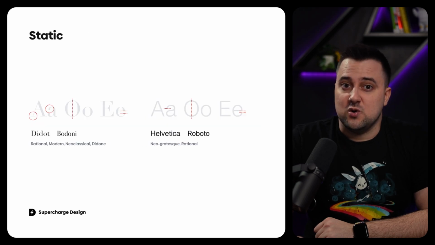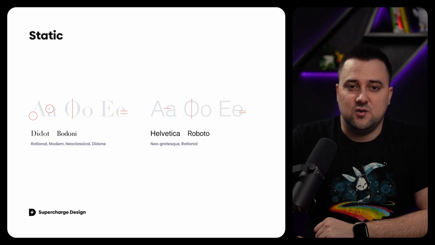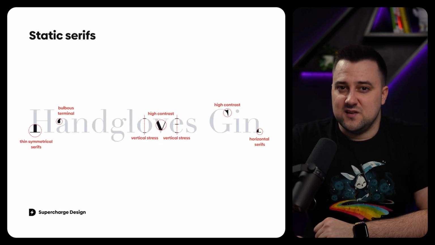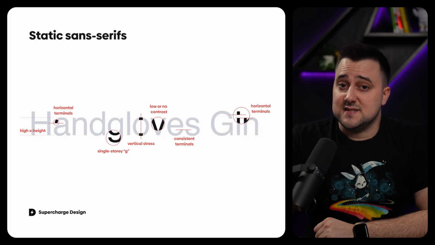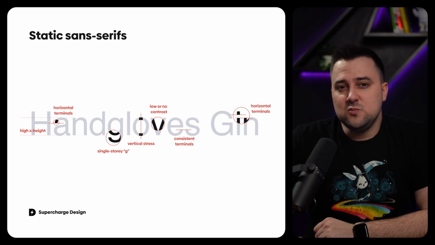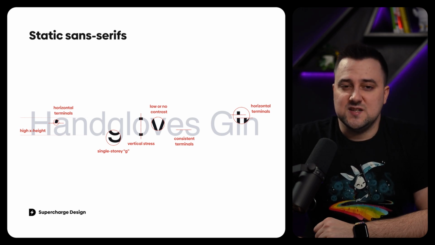Static, rational, or modern typefaces appear a lot more constructed. Stress is vertical. Serifs are more symmetrical and horizontal. Static serifs are often called Didone or neoclassical as well. When it comes to static serifs, the contrast between thick and thin strokes is incredibly high and serifs are no longer bracketed. Terminals are often bulbous. Static sans serifs have little to no contrast in the strokes. The terminals tend to be perfectly straight, so they feel more geometric. Single story G is common.